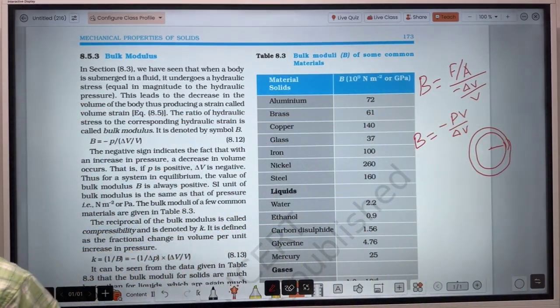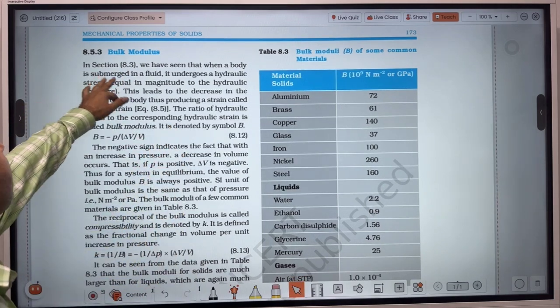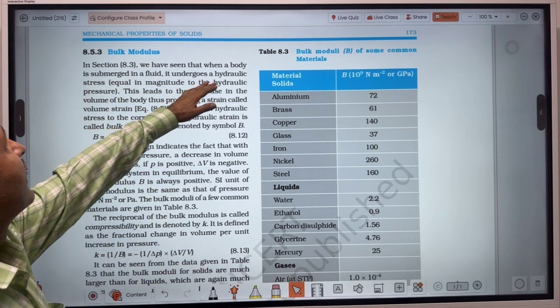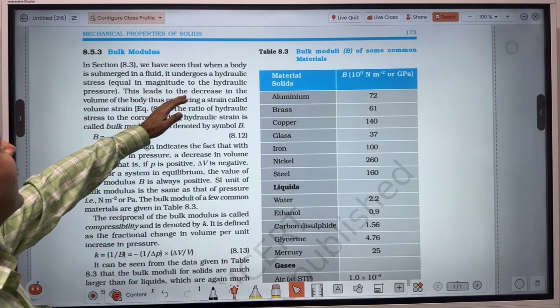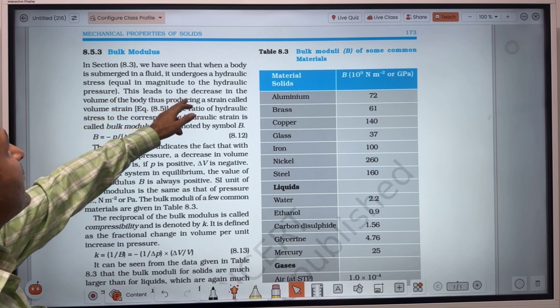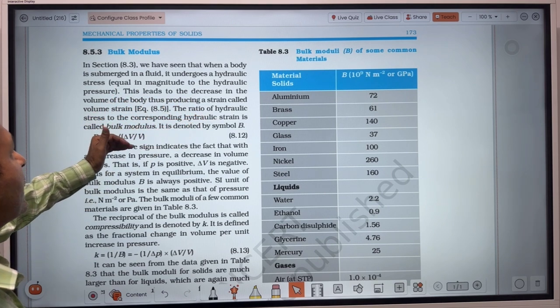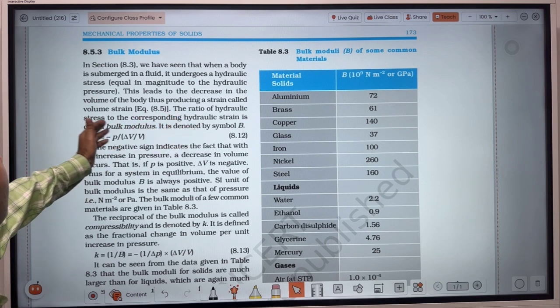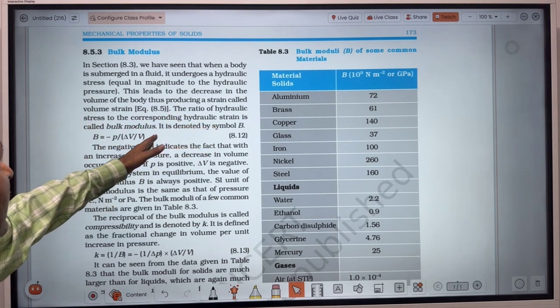So we can read these facts here. In section 8.3 we have seen that when a body is submerged in a fluid, it undergoes a hydraulic stress equal in magnitude to the hydraulic pressure. This leads to the decrease in the volume of the body, thus producing a strain called volumetric strain. The ratio of hydraulic stress to the corresponding hydraulic strain is called bulk modulus.